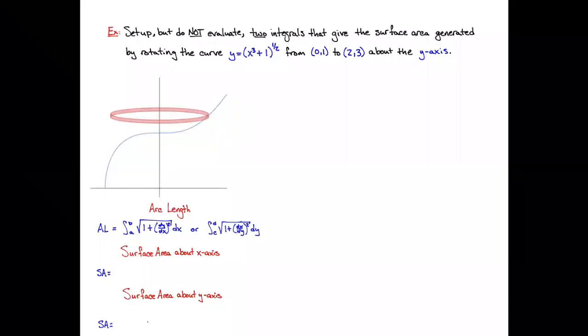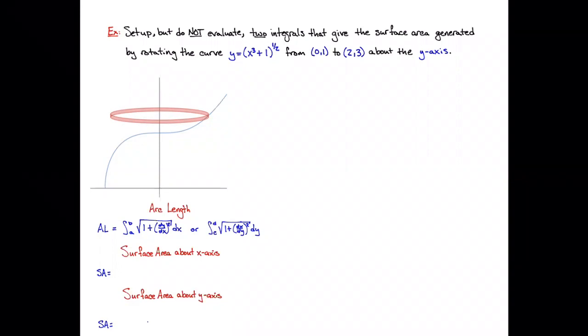Hello, now we're going to do a problem on surface area. Set up but do not evaluate two integrals that give the surface area generated by rotating the curve y equals the square root of x cubed plus 1 from the point (0, 1) to the point (2, 3), rotated about the y-axis. I have a little drawing of this situation down below, just a little piece of the rotation, not the full thing.